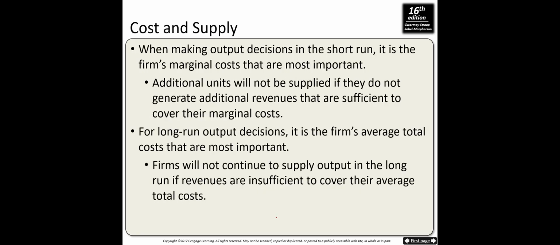And cost and supply: when making output decisions in the short run, it is the firm's marginal costs that are most important. Additional units will not be supplied if they don't generate additional revenues that are sufficient to cover their marginal costs. For long-run output decisions, it's the firm's average total costs that are most important. Firms will not continue to supply output in the long run if revenues are insufficient to cover their average total costs. And that's the end of chapter 21.